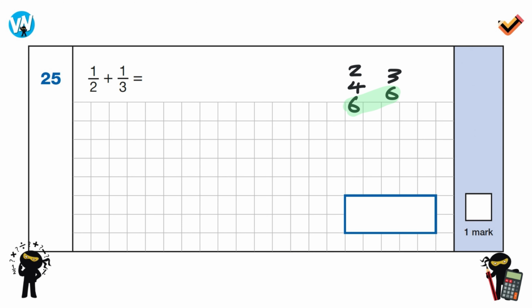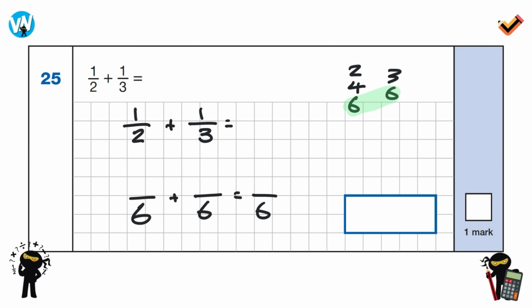I always like to write the question out again. So we've got a half add a third. And that just helps me work through the process. I like to think from a child's perspective. It's very me. So again, we know it's 6. So I'm going 6, 6, 6 as the denominators.